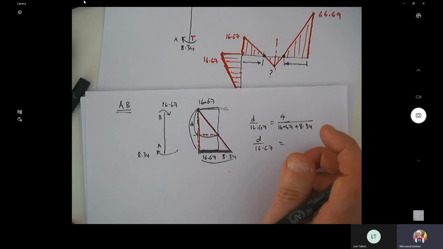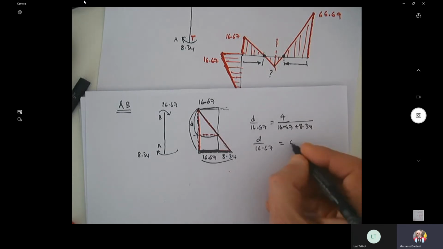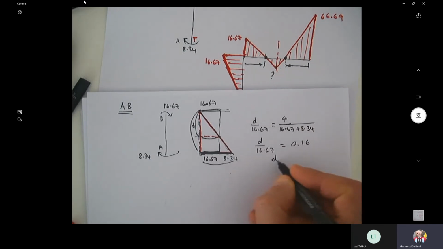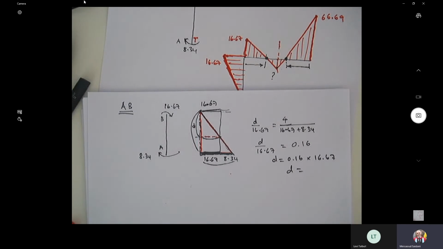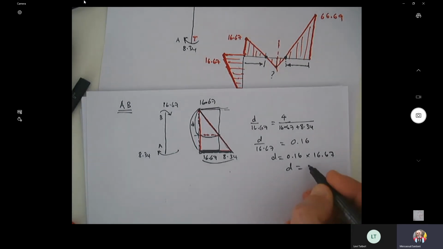Would you still get the marks if you did it another way? So there is another way, I'm going to explain it in a minute. Just ratios. 0.16. So you have D is 0.16 times 16.67. So if you multiply your answer by 16.67, please. 2.67. Yeah, 2.67. Thank you.